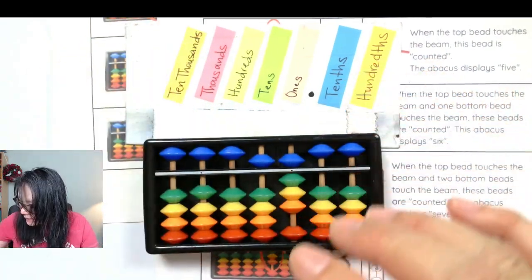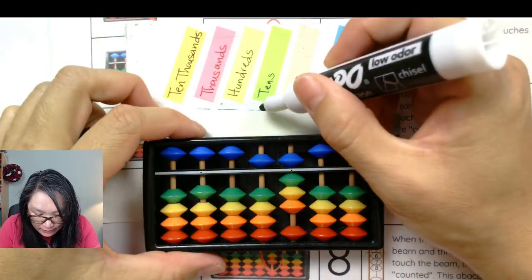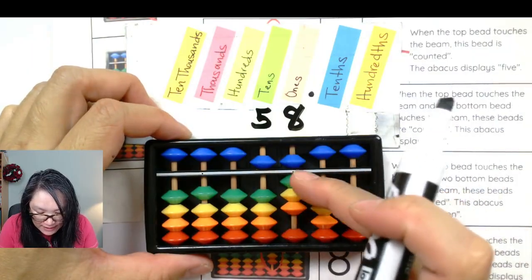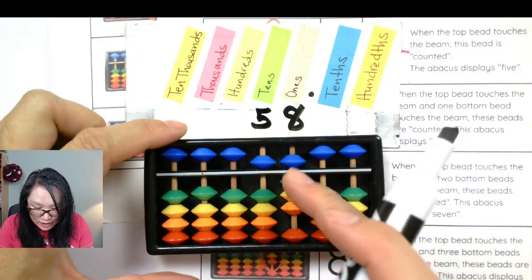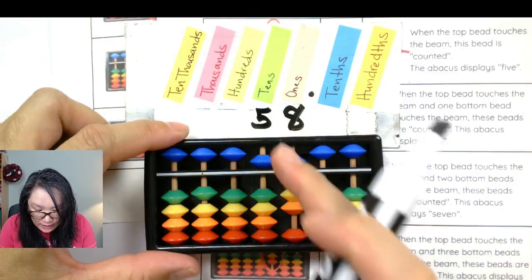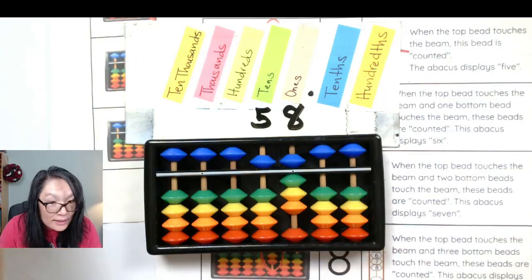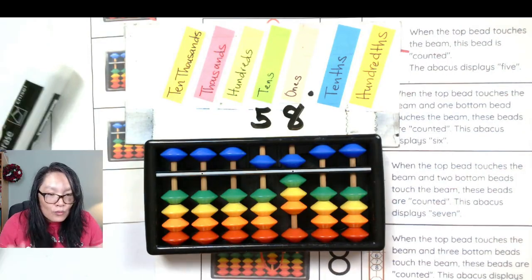So I'm going to write it because sometimes it's easier to see how it's being written. So 58. We have our ones, 5, 6, 7, 8. This is 5, and then we have 50. So we have our tens. This is 50, and then this is 8. Does that make sense? I hope so. Let me know.